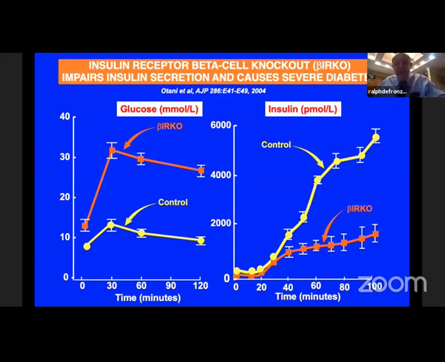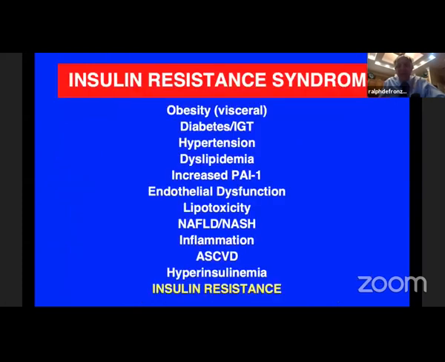So the intactness of the insulin receptor on the beta cell plays a very, very important role in the ability of the beta cell to respond to glucose. So this is insulin resistance at the level of the beta cell contributing to the insulin secretory defect. And then I think everybody is familiar with the metabolic syndrome. And for those of you who know me, I don't call it the metabolic syndrome. I call it the insulin resistance syndrome, because this is really what it is.